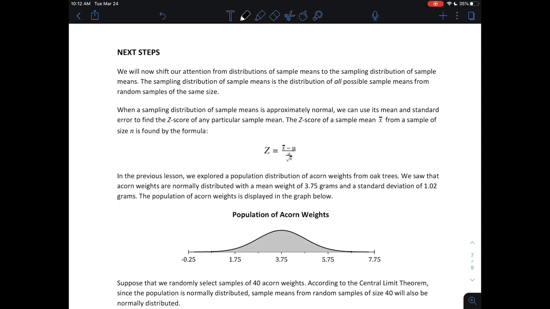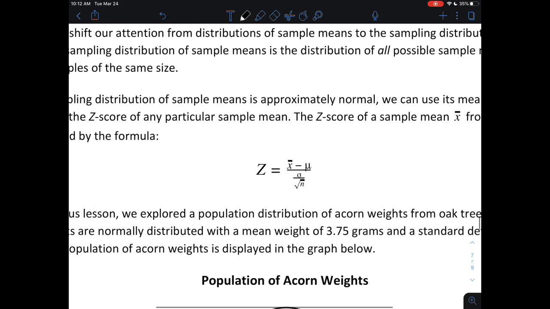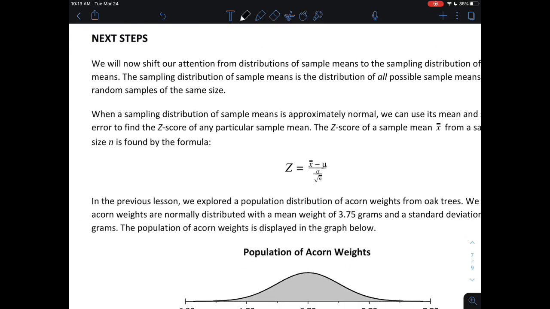The z-score of a sample mean, x bar, from a sample of size n is found by the formula z equals x bar minus mu divided by this fraction, sigma divided by the square root of n. Notice again this z-score is very similar to what we saw with Module 7 and Module 8. We have sample information, that's x bar, minus population information, that's the population mean, mu, and then divided by the standard deviation, sigma divided by the square root of n this time.